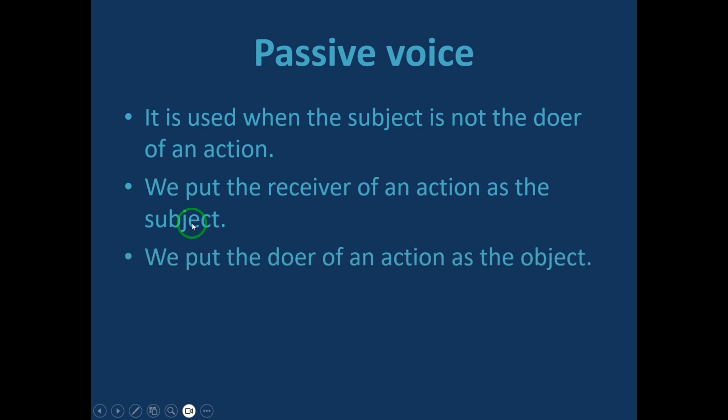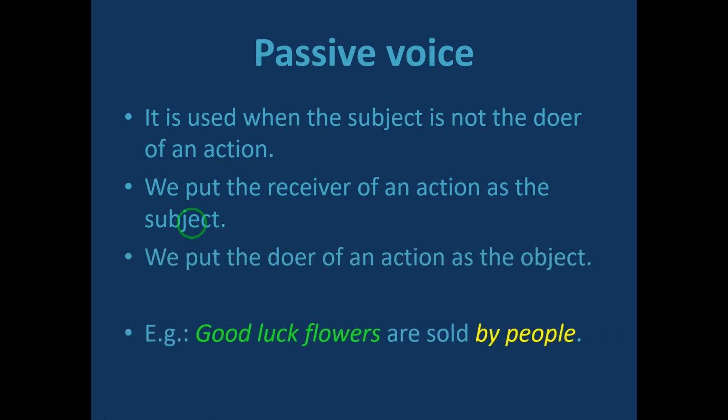In the example, it will be like this: good luck flowers are sold. We omit the doer, because sometimes we do not need to add "by people" at the end of the sentence. If we say good luck flowers are sold, that's most of the time enough, because we use passive voice to show that the doer is not clear and we don't know who or what the doer is. So it is enough to say good luck flowers are sold.